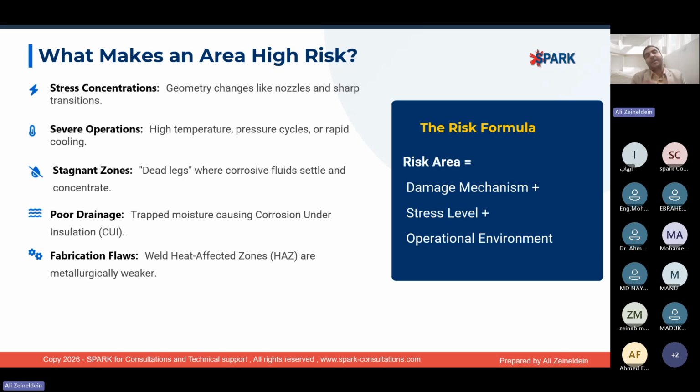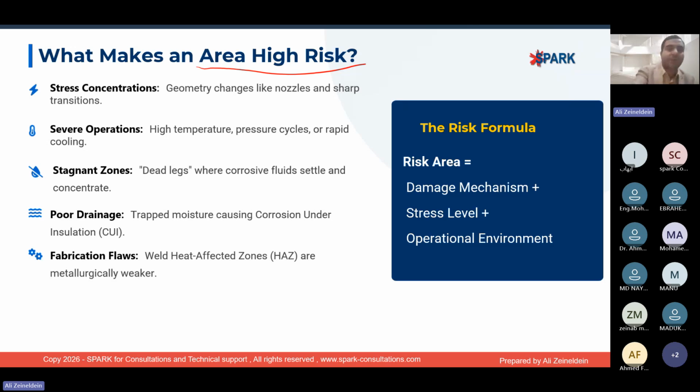Firstly, we should know the criteria: what makes an area high risk. What is the reason? On which basis do we classify this area as much higher risk than the other areas? We have some parameters or some criteria. These criteria will then be applied to identify which area is considered high risk, which area is medium risk, which area is low risk.